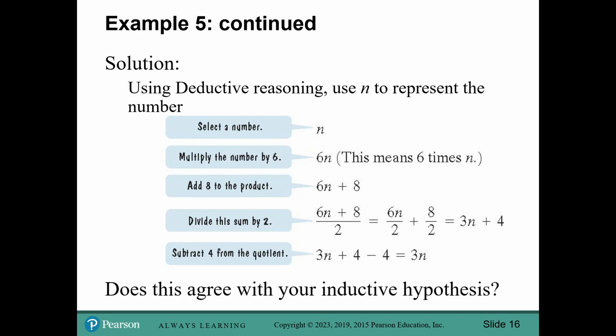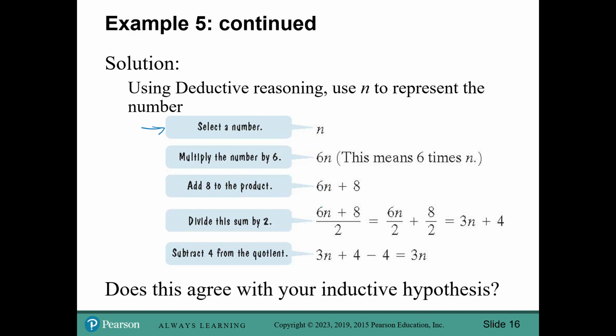Okay, now using deductive reasoning, we can use n to represent any number that we can input in this situation. And we can follow these steps that they ask us to do right there in that chart. The first thing was select a number. Instead of selecting a number like 4, 7, or 11, we will use n as a placeholder for any number that we could decide to choose. Then we are going to multiply that number times 6. So 6n. 6n just means 6 times n, any number. Then we're going to add 8 to that. So now we have 6n plus 8.